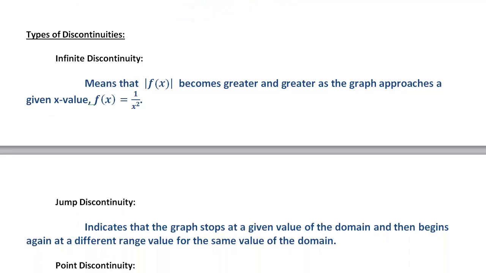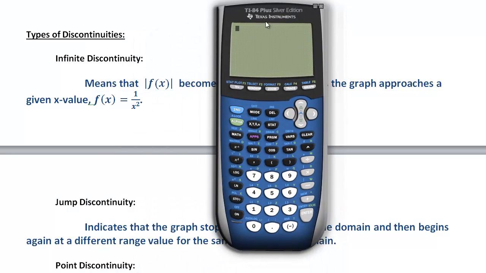So there's different types of discontinuity in graphs. First one we're going to talk about is an infinite discontinuity, and you see these all the time with vertical and horizontal asymptotes. And what that means is that the absolute value of the function f of x becomes greater and greater as the graph approaches a given x value. And this would be an example here if we graph that real quick. Put that in as a rational function, 1 over, say, x squared.